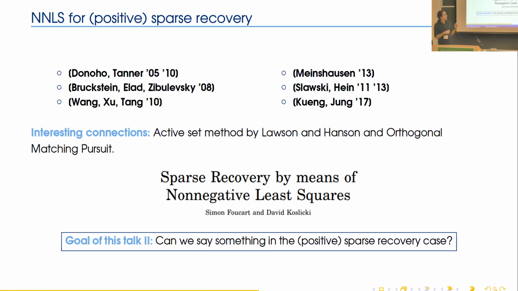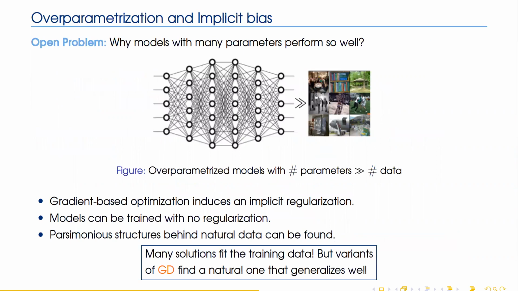And it has a nice comment in this paper, connecting, saying, look, this Lawson-Hanson classical algorithm is connected to orthogonal matching pursuit as well. So I read it and I was like, okay, that's something I understand a little bit. So let's try to work with that. So the second goal of this talk is to say something about the positive sparse recovery case, okay? But then we need to understand the technique before.